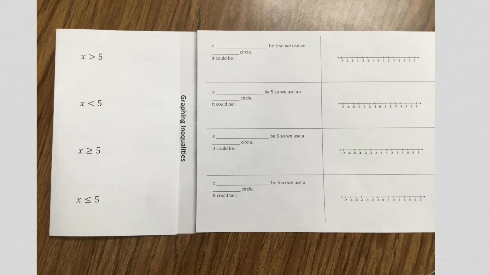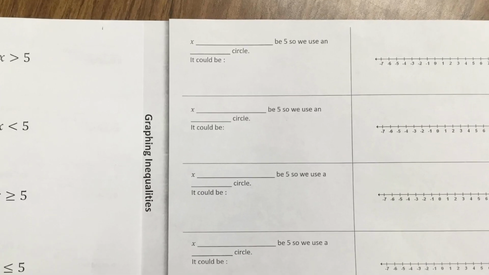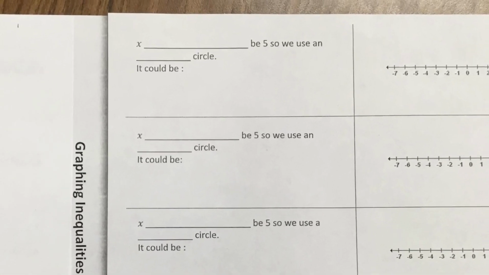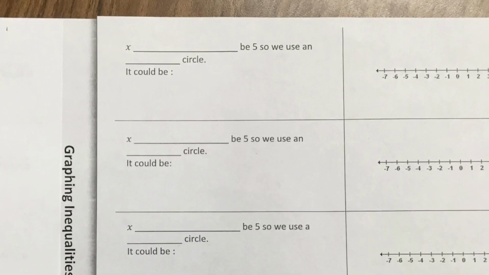Your first inequality. It's x, read it with me, okay? Go. X is greater than 5, okay? So x, all right, can x be 5 or is it greater than 5? So it can't be 5, right? So x cannot be 5.